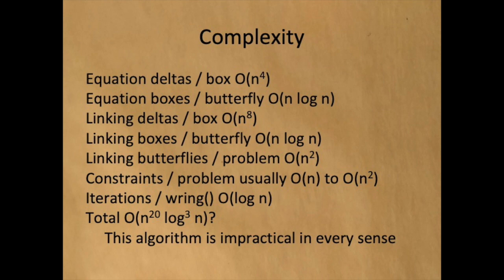A note on the complexity: there are approximately n to the fourth deltas per equation box. There are n log n boxes per equation butterfly. There are n to the 8 possible linking deltas. There are n log n linking boxes per butterfly. There are probably n squared linking butterflies per problem. Constraints per problem are usually between O(n) and O(n squared), and the iterations per ring are O(log n). So the complexity of the algorithm is probably much worse than n to the 20th.